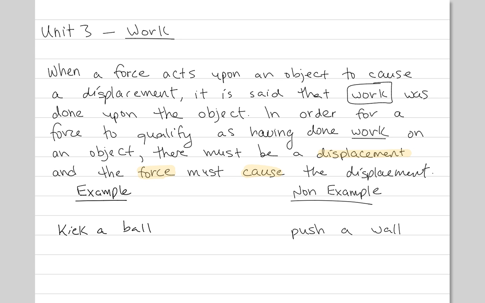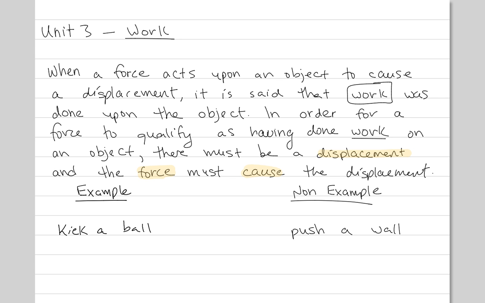What about a rocket accelerating through space? Is there work being done there? A rocket accelerating through space. Is there work being done? Why? So the applied force, good. The force of the jet propulsion causes the displacement.